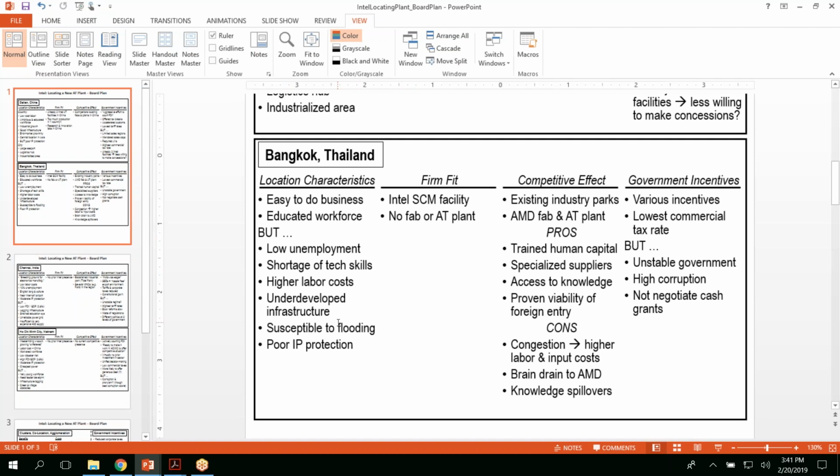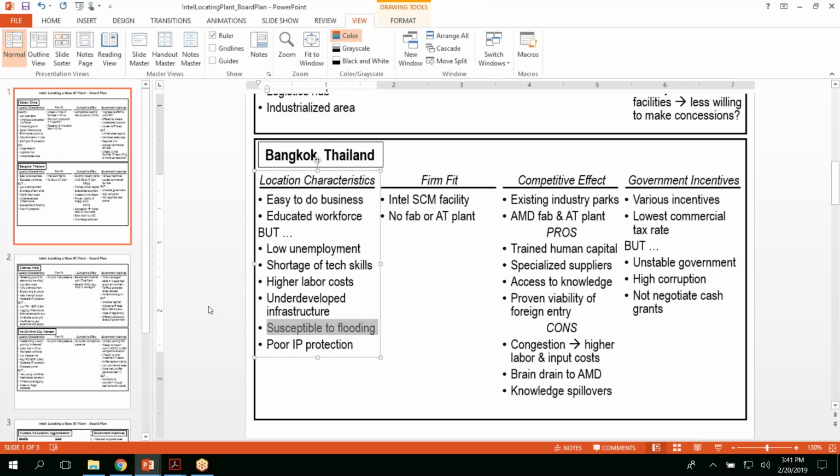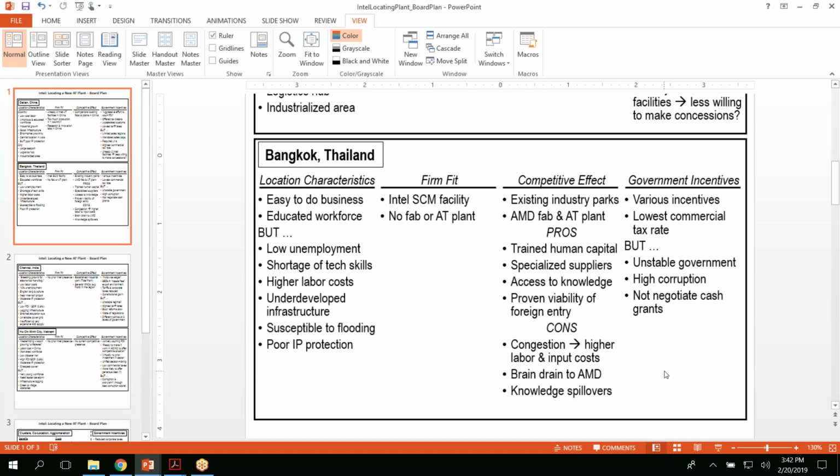The most important thing with location, by the way, I'll highlight this right here, is this idea of susceptibility to flooding. That ends up being a decision factor, that there is a big natural disaster risk in Thailand, right? So that is the most important location characteristic for Thailand. But the most important thing also in Thailand is the competitive effect. AMD is already there in Bangkok with a fab and an assembly and test plant, right? And so here you get the discussions.